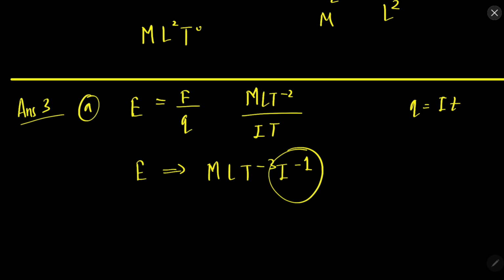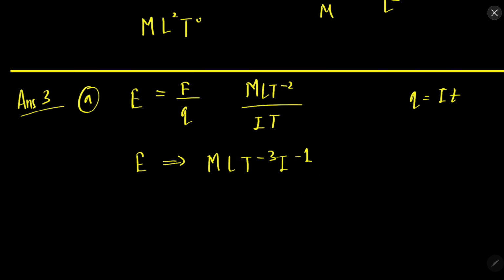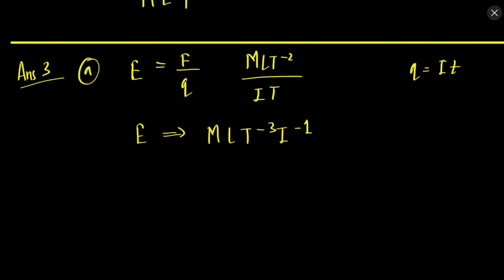Remember this I is another fundamental quantity which is the current. So when we are talking about electricity or magnetism, current will be used as the fundamental quantity apart from mass, length and time. So second, magnetic field was asked. So the formula for magnetic field is force upon qv. So here velocity is extra.